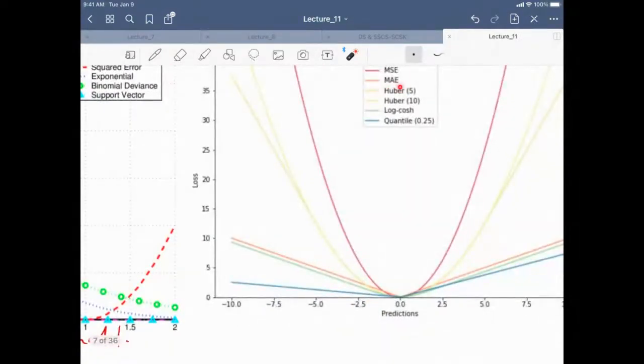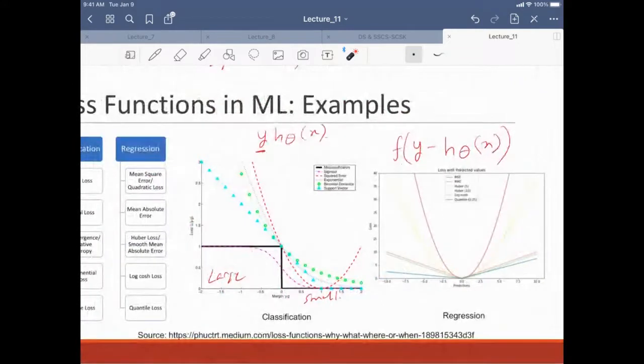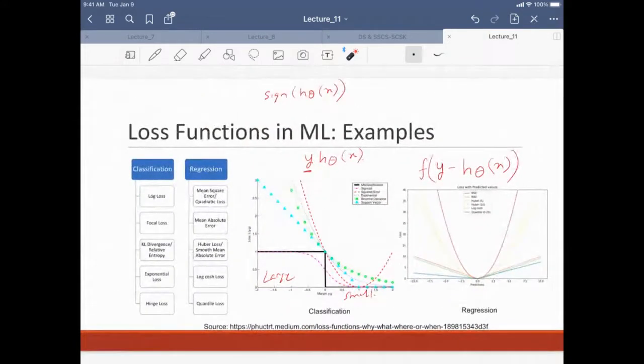I forget what MAE stands for, or sorry, the mean absolute error. So this is the L1 norm. And then you have different versions. You have the Huber loss over here. You have the quantile loss. So you have different kinds of regression losses. All of them do things slightly differently, and they're all useful for different purposes.